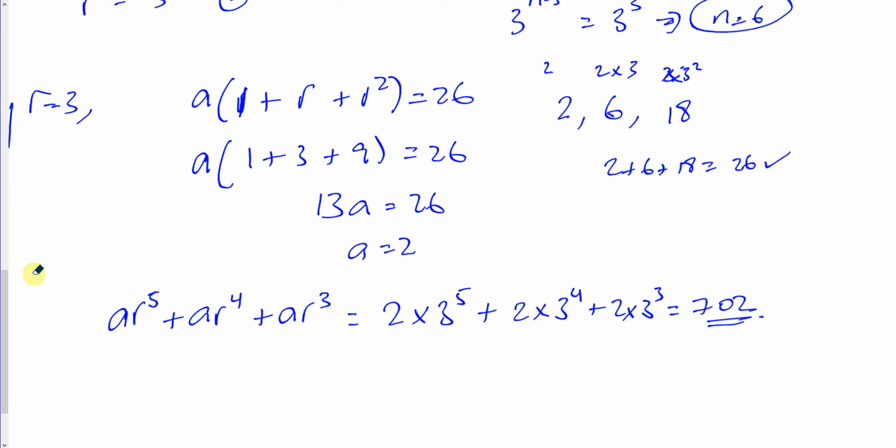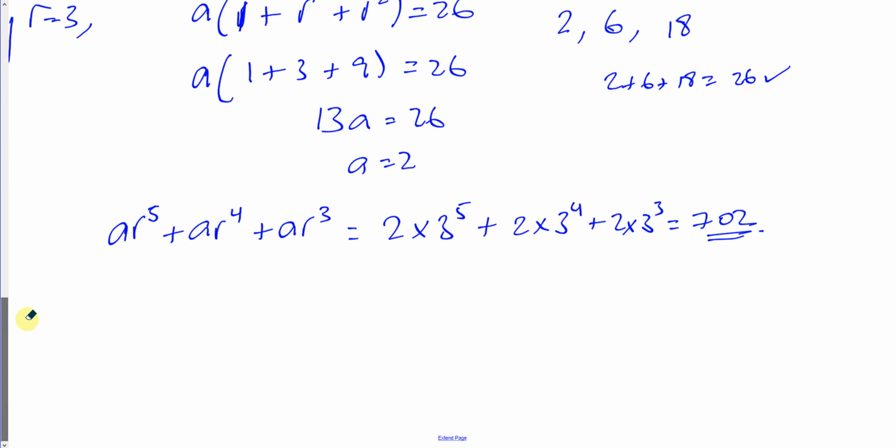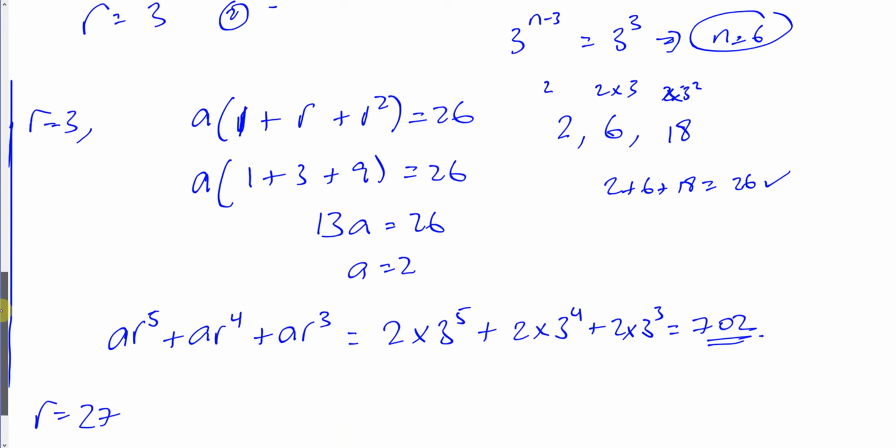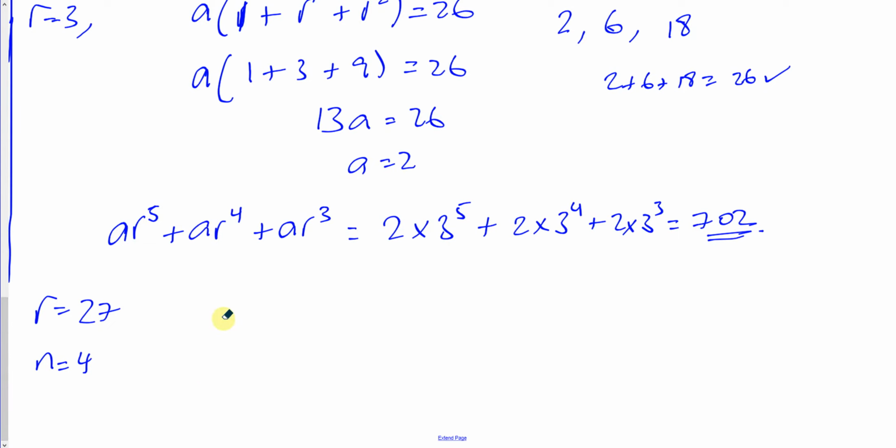We could also try when r equals 27. Now remember, when r equals 27, the number of terms was 4. Okay, so let's use that. First of all, we need to use a times 1 plus r plus r squared equals 26 to find what the first term is. So you have a times 1 plus 27 plus 27 squared equals 26.